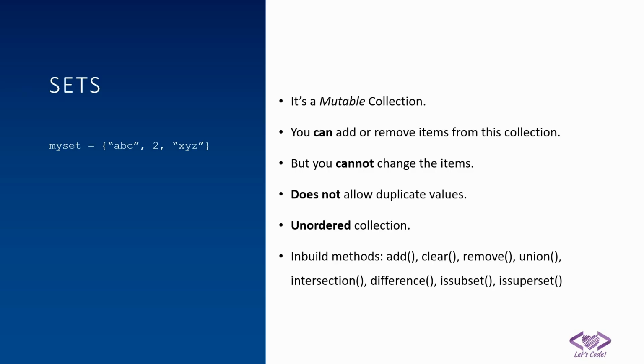A set is a mutable collection. You can add or remove items from this collection, but you cannot change the items. So the notation is again with curly braces similar to dictionary, but it's not a key value pair. It's just a set of values similar to lists or tuples.